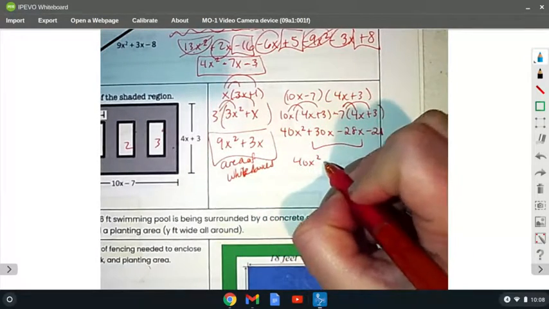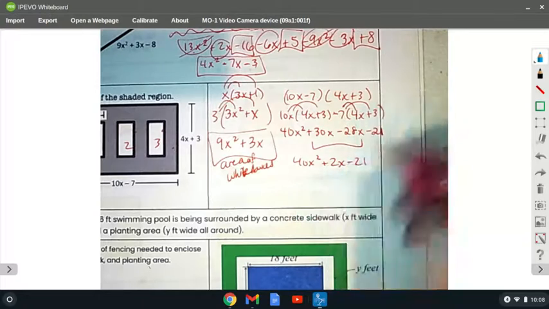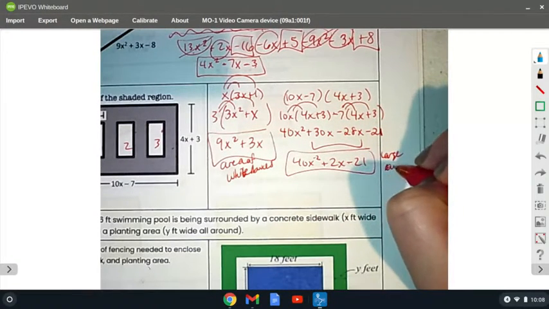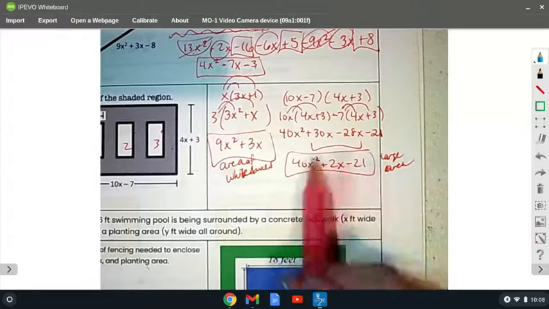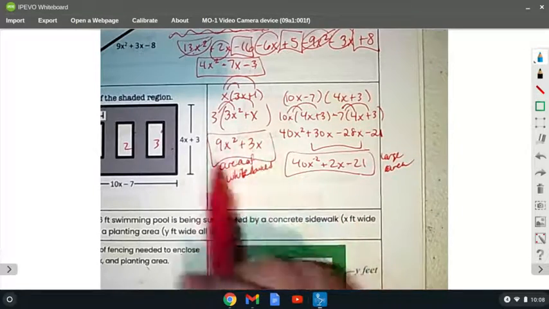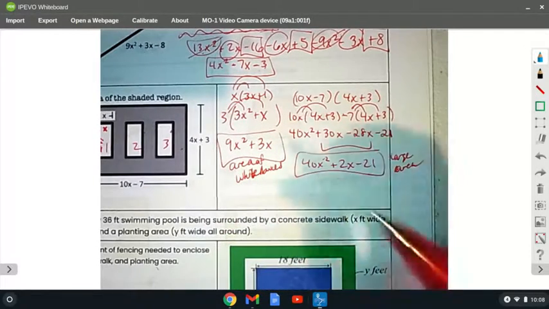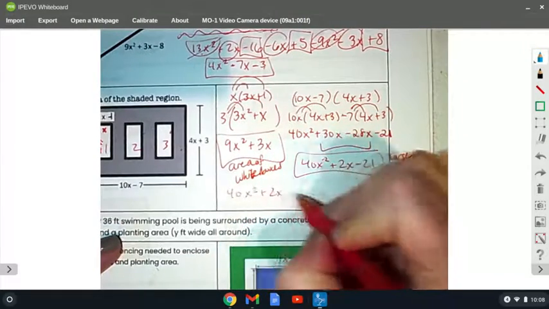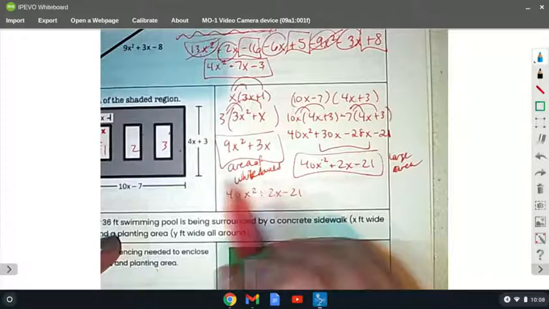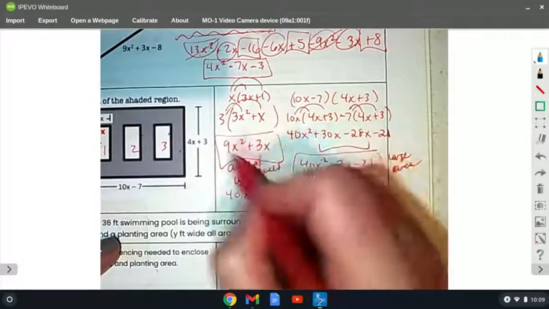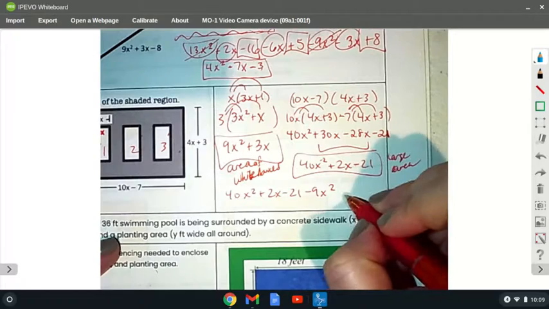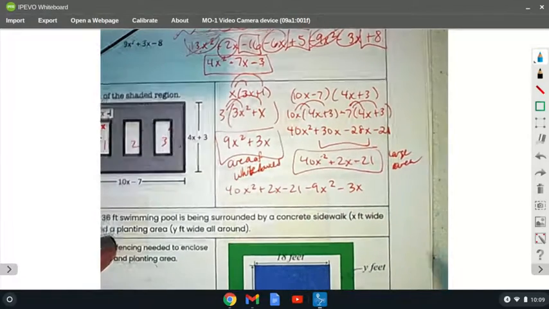I got 40x squared plus 2x minus 21. So this is the large area. So now I'm just going to subtract the large area minus the area of the white boxes, very similar to what we did on the last page. So remember to subtract, I'm going to rewrite the larger one, and then I'm changing the sign of what I'm subtracting. So that's going to become a negative 9x squared and a negative 3x.